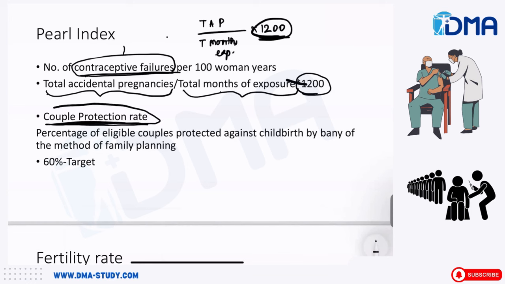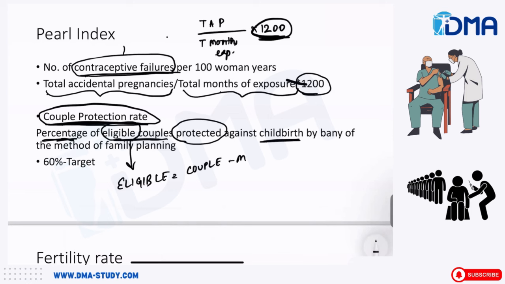What does the couple protection rate mean? It is the percentage of eligible couples who are protected against childbirth. So what does eligible couple mean? An eligible couple is nothing but a couple who is married and the female is in the reproductive age group, which is 15 to 49 years. So couple protection rate is how many eligible couples are being protected by contraception.